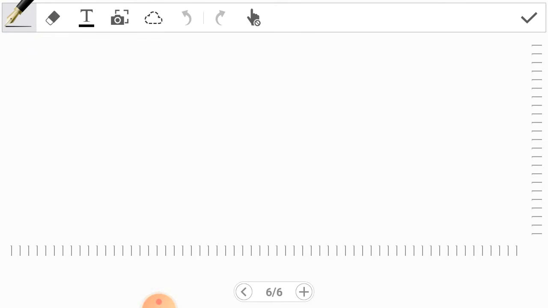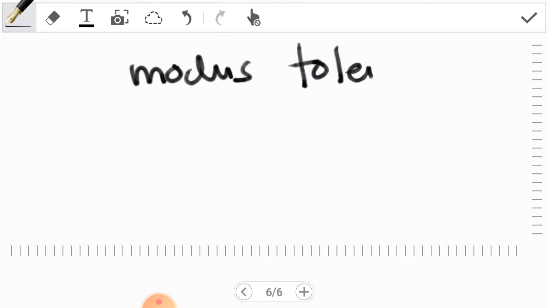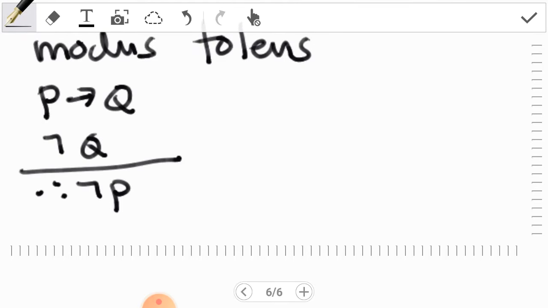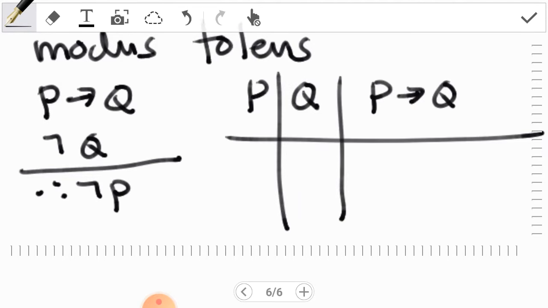And then the next one is modus tollens. In some books, the spelling of tollens uses two L's. But in some books, they use a single L. But anyway, we're just using the name modus tollens. And the argument now is P implies Q, not Q, therefore not P. That's the argument. Let's show that our argument is a valid argument. We have two propositions only, P and Q, and P implies Q.